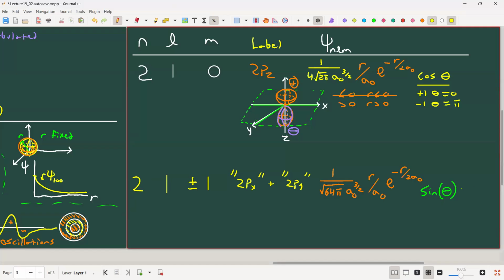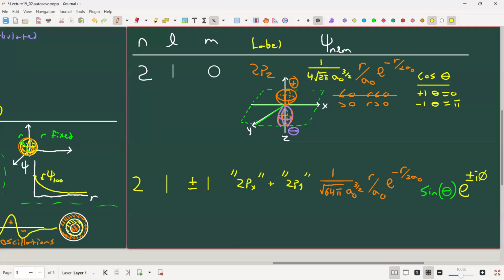We have to now polarize the function either along the x or the y. Theta doesn't give us that. Sine of theta just puts us in the xy plane. Now we have to point them in either the x direction or the y direction. That's going to be a phi number. And when you look at the solutions for it, they're complex, e to the i phi. The only difference between the m equals 1 state and the m equals minus 1 state is that you have a negative i phi in one and a positive i phi in the other.